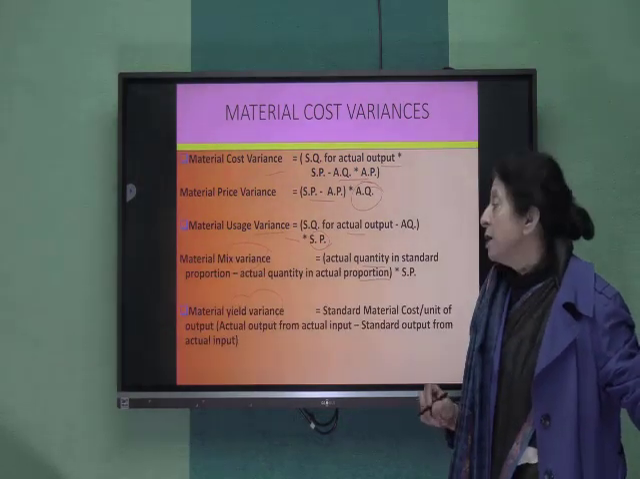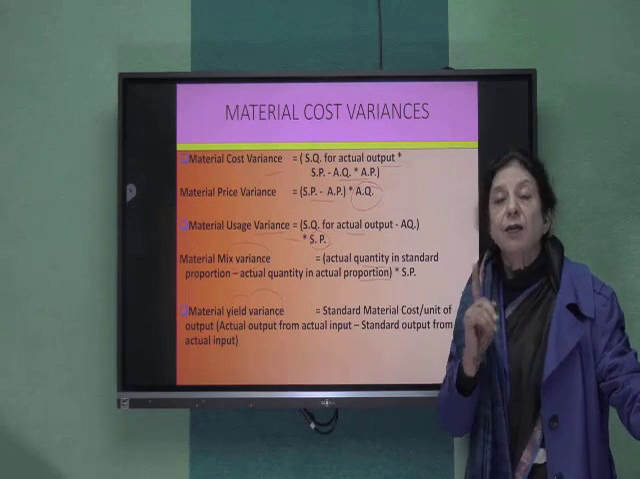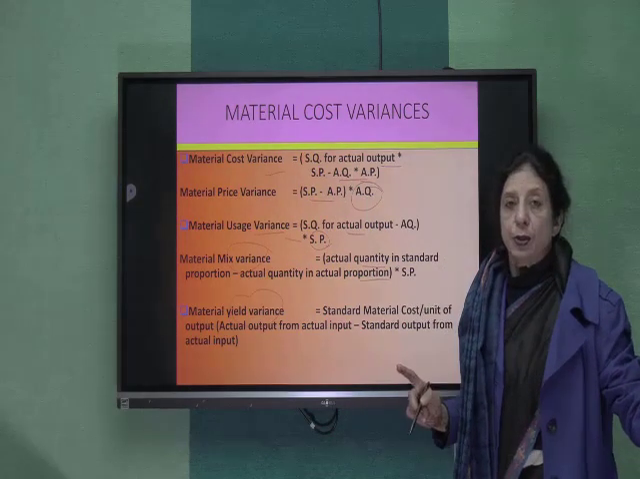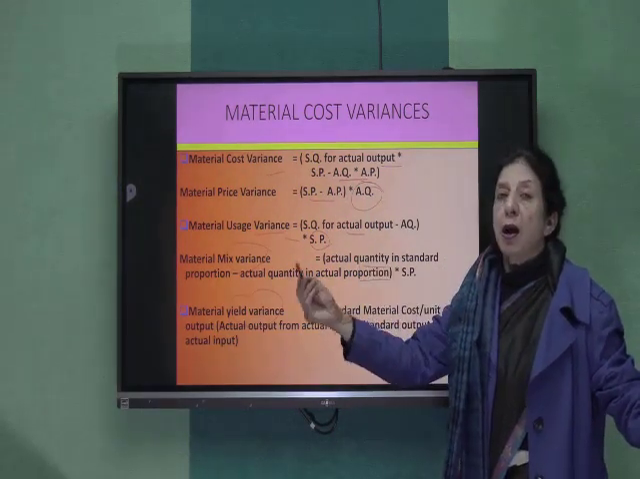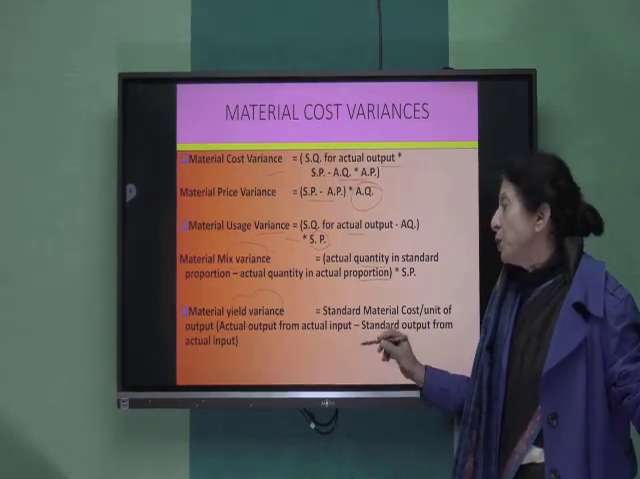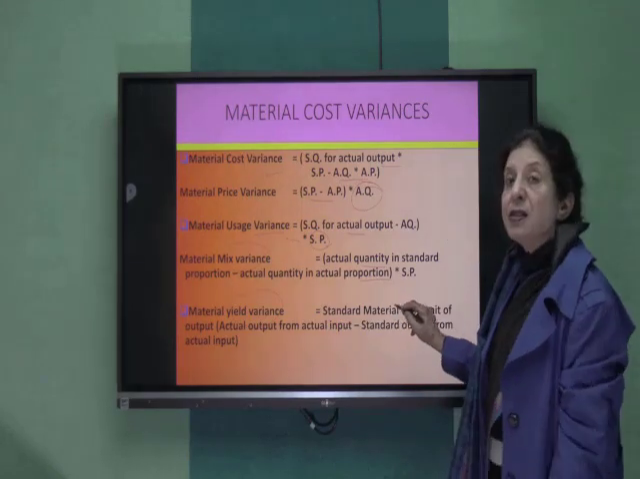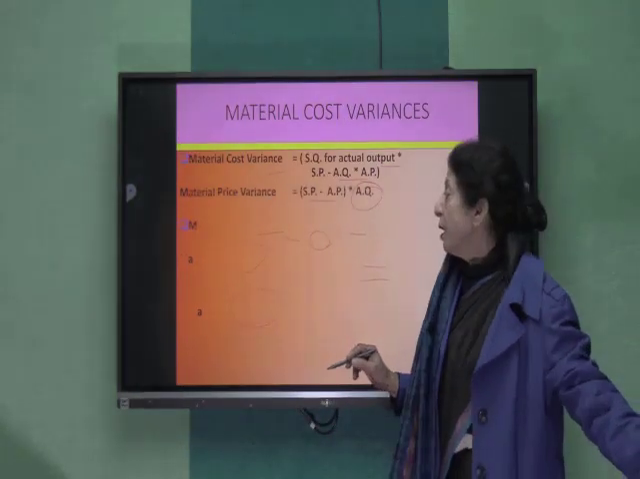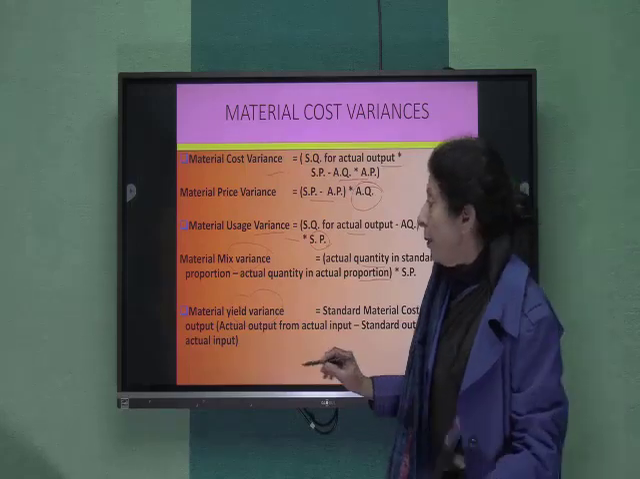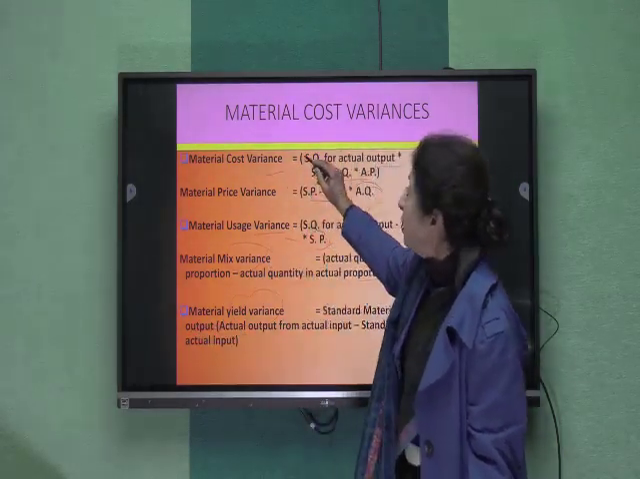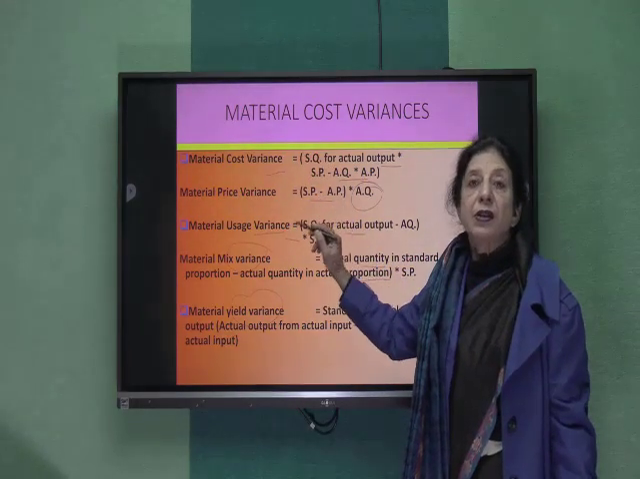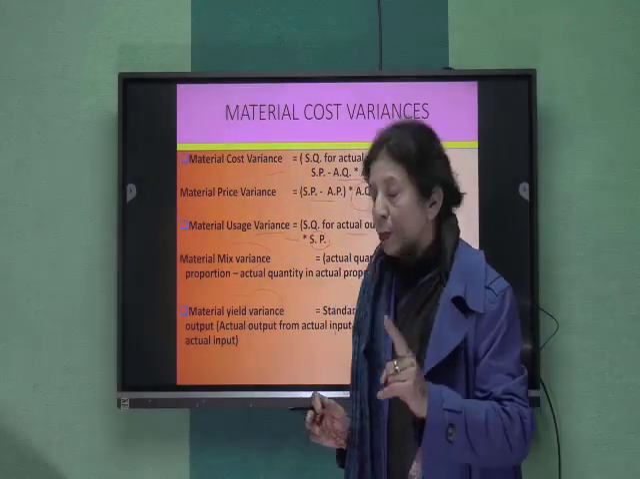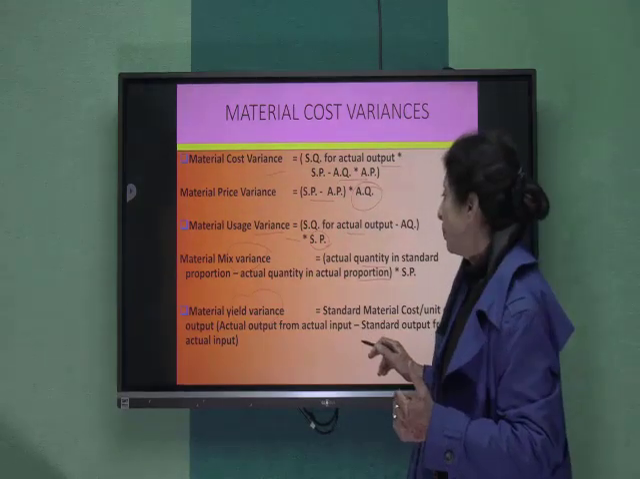Okay, but the yield variance is nothing but, please note one thing, all these first four variances are with respect to the input, but the yield variance is with respect to the output. And therefore you have to write down the formula as standard material cost per unit of output. This is where you have to be very, very careful, and generally students commit errors. Here I have taken the word output, while in these four I am taking the prices or quantity with respect to the input. That means, first of all, try to find out the standard cost for 1 unit of output, that is, the standard material cost per unit of output.